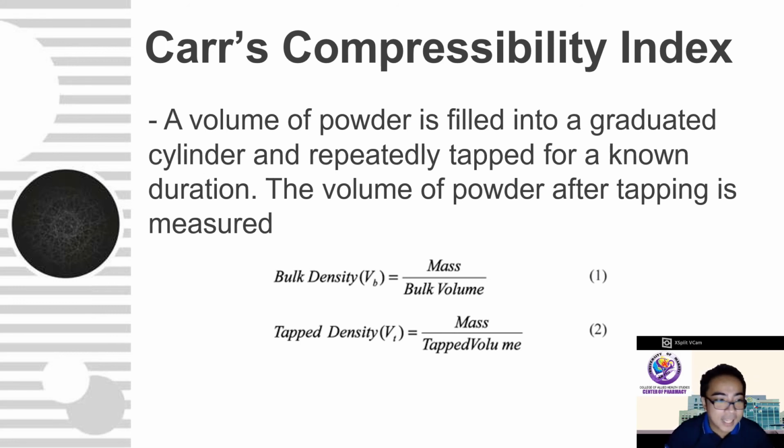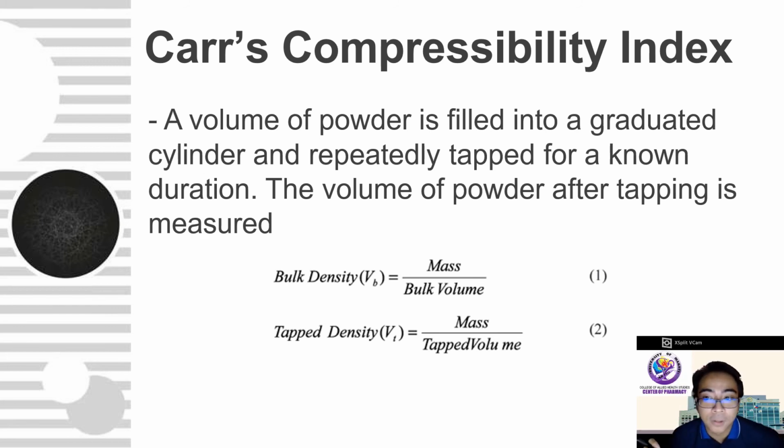Okay, so usually may device tayo niyan na ilalagay mo lang doon yung powder, tapos may parang plunger that will tap the powder para matanggal yung excess air sa loob. Para mawala yung mga voids and for you to be able to get your true density or your tap density. Okay?